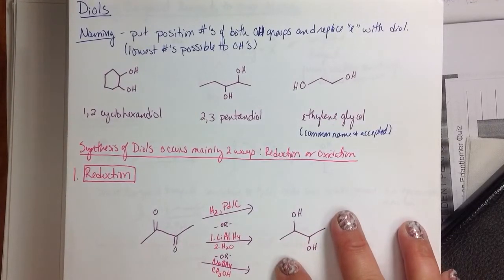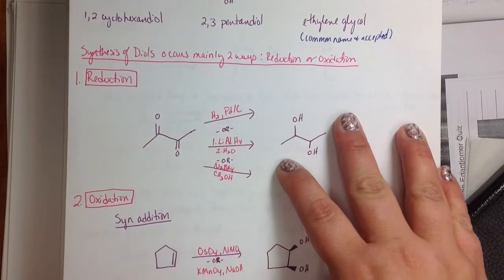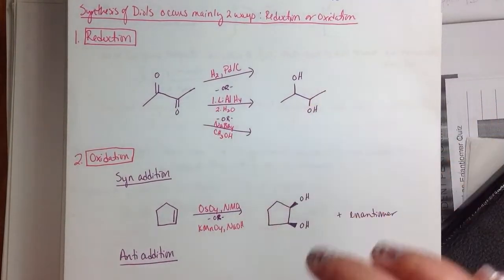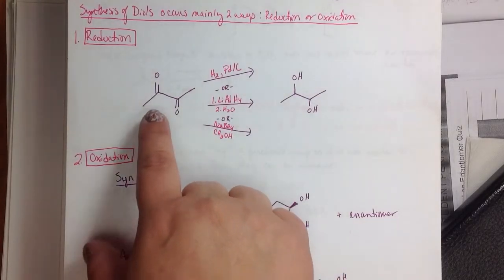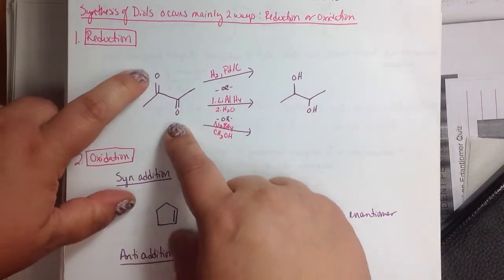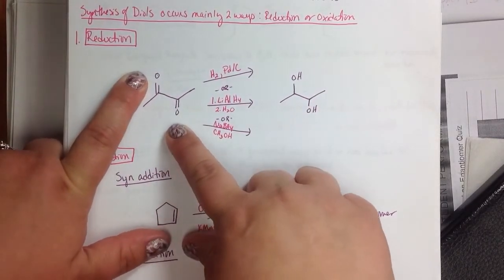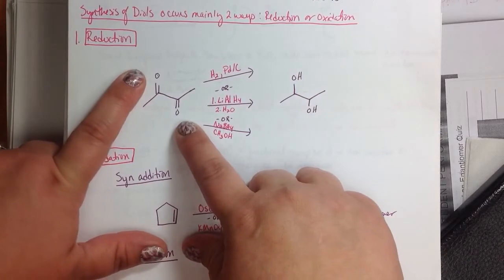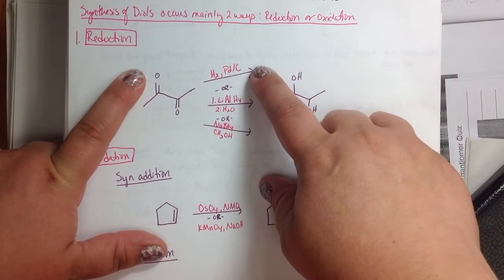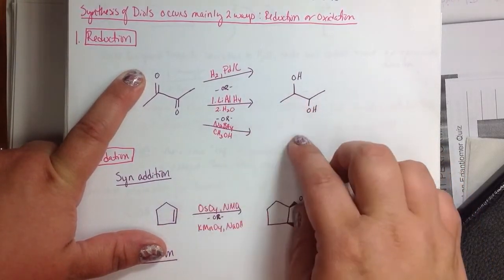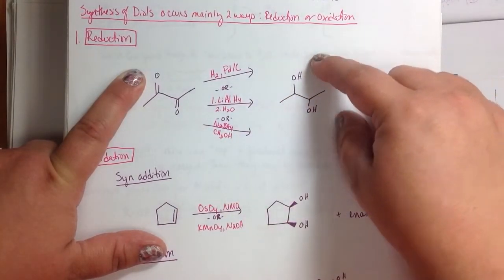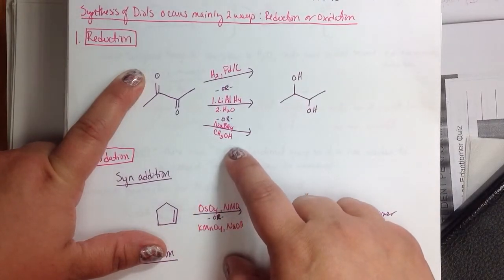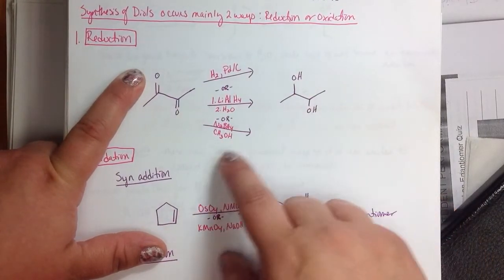We can synthesize these through two different means, just as we talked about, reduction or oxidation. So we can start with a diketone or aldehyde, any type of C=O bond. Through H2 and Pd/C, remember that'll make the OHs. We can use lithium aluminum hydride followed by water, and that'll make the OHs. Or we could just use NaBH4 in methanol. That will do it. Ethanol is fine here too.